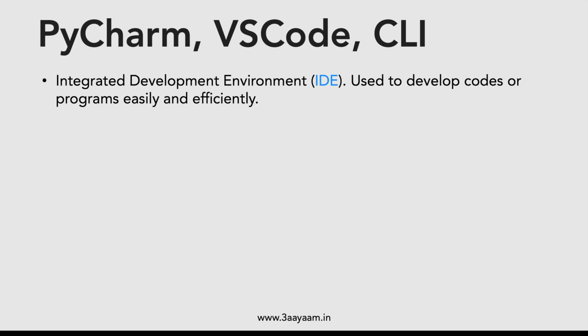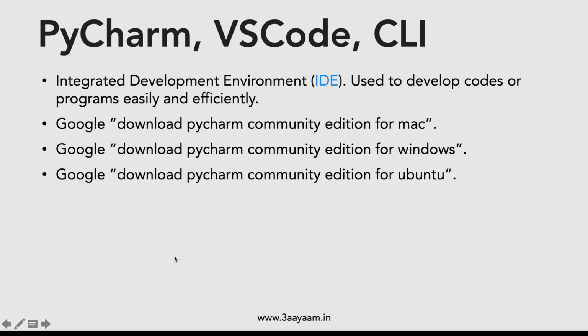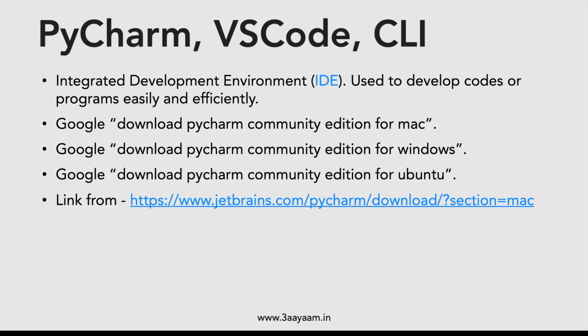I have both installed, but I'll be executing all the Python codes using PyCharm only. Now, how do you install PyCharm or VS Code? Obviously, you have to Google PyCharm Community Edition for Mac, or download PyCharm Community Edition for Windows or Ubuntu. So this is how you'll do it, and it will give you a link, and the link would be from jetbrains.com, and you can download it from there.